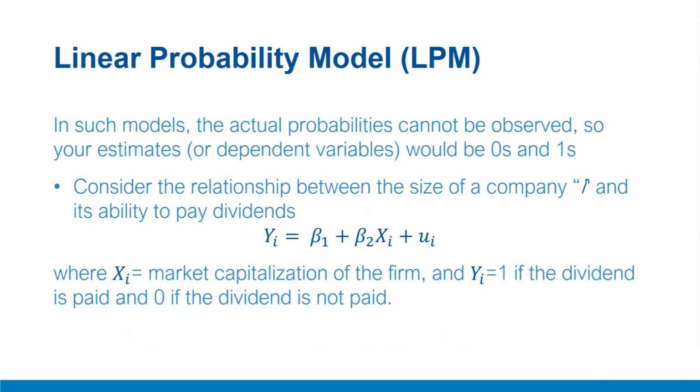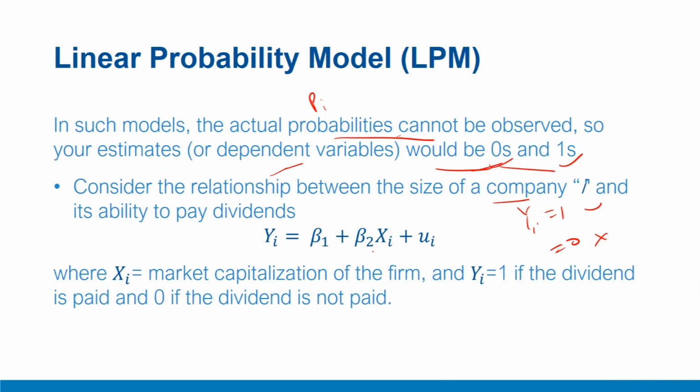Please note that in such models, the actual probabilities cannot be observed. So the estimates, which essentially we model in the form of probabilities, have to be converted into zeros and ones. So this is one problem, that you do not observe probabilities. What you observe is the event happening, which is 1, or not happening, which is 0. For example, consider the relationship between a company i and its ability to pay dividends. So whether a company i pays dividends, let's call it event y equal to 1 if dividend is paid, and equal to 0 if it is not paid.